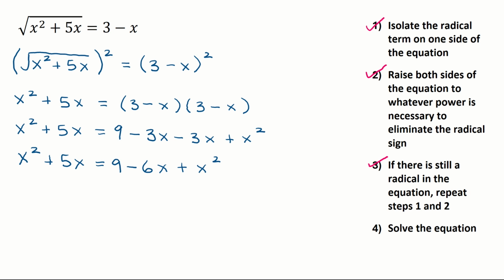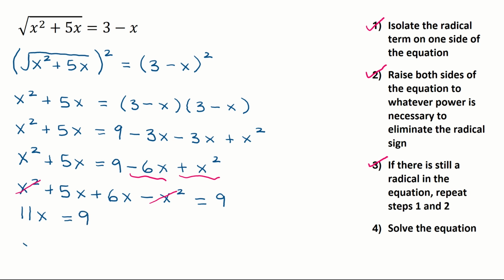Bringing all the x's over, then we have x squared plus 5x. When we bring the negative 6x over, it's going to turn into a positive 6x. When we bring the x squared over, it's going to turn into a negative x squared. And this is equal to 9. The x squared and the negative x squared are going to cancel each other out, giving us 11x is equal to 9. And we divide both sides by 11, giving us x is equal to 9 over 11.